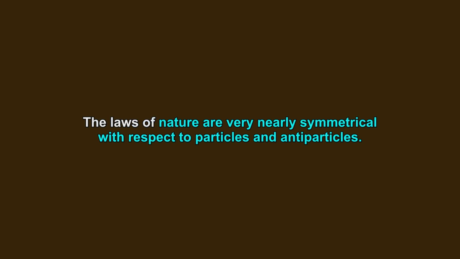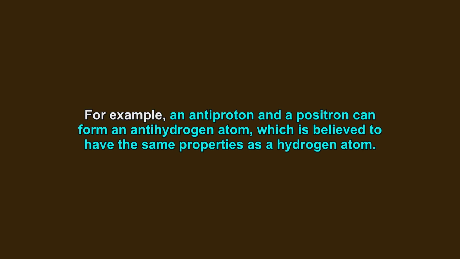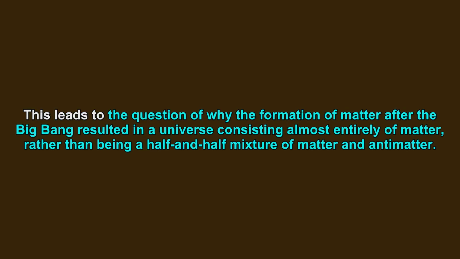The laws of nature are very nearly symmetrical with respect to particles and antiparticles. For example, an antiproton and a positron can form an antihydrogen atom, which is believed to have the same properties as a hydrogen atom. This leads to the question of why the formation of matter after the Big Bang resulted in a universe consisting almost entirely of matter, rather than being a half-and-half mixture of matter and antimatter.